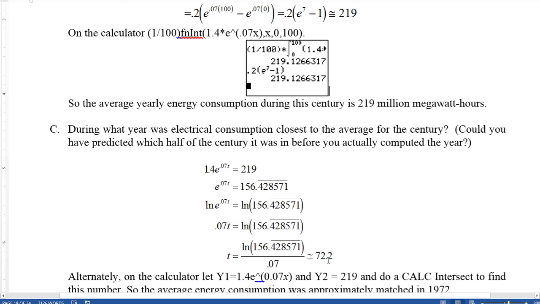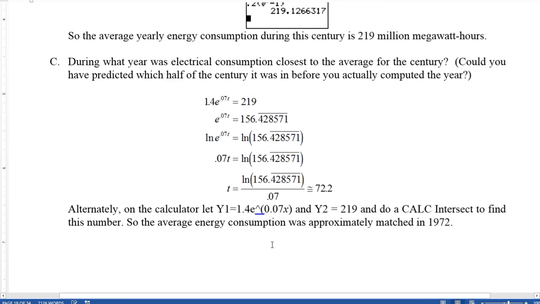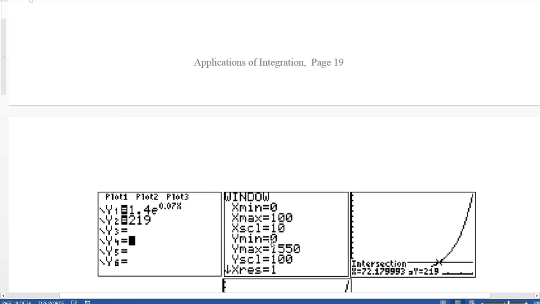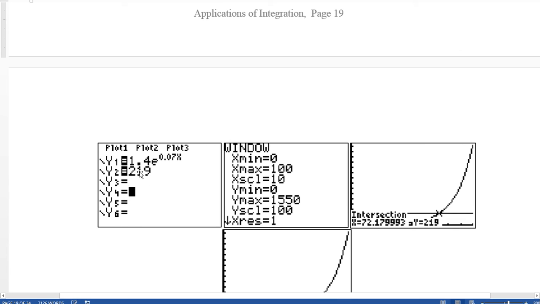And it's approximately 72. Or another way to do it is to, on the calculator, put the function in here and put the value here, the y value that you want it to be, 219 again. It'd be better if I put more digits there. Find an appropriate window. We're going from 0 to 100 for the x's. I could look in and see this function increases, so I need to put in 100 here. I get 1.4 times e to the 7th. I need to go a little bit beyond that. About 1550 is good enough. And graph that, and then calculate the intersection point, and that's the x value I'm looking for.